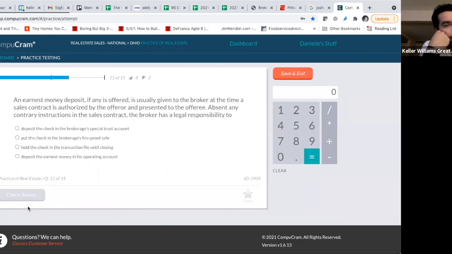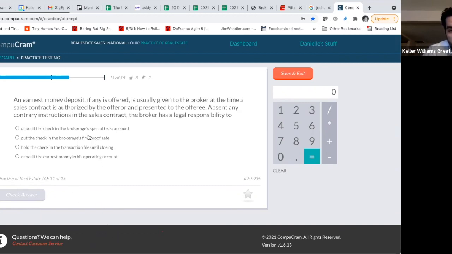All right, question number 11. An earnest money deposit, if any is offered, is usually given to the broker at the time the sales contract is authorized by the offerer and presented to the offeree. Absent any contrary instructions in the sales contract, the broker has a legal responsibility to A, deposit the check in the brokerage's special trust account. B, put the check in the brokerage's fireproof safe. C, hold the check in the transaction file until closing. Or D, deposit the earnest money check into the operating account.